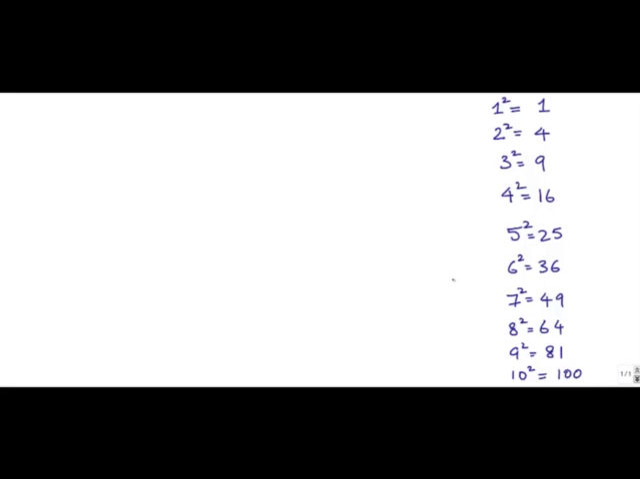Today we'll learn how to find square roots of a 3-digit and a 4-digit number. For that I've already written the squares of numbers from 1 to 10, something that you already know. Okay, so let me take an example. Let's say 729. How do you find out the square root of 729 within a few seconds?